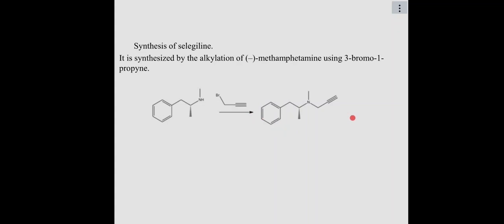So when you look at selegiline, you can still identify up to there is actually methamphetamine. So this portion here is called propargyl. So you can still identify up to there as amphetamine, and you have added that portion, the 3-bromo-1-propyne, to help us get the selegiline.